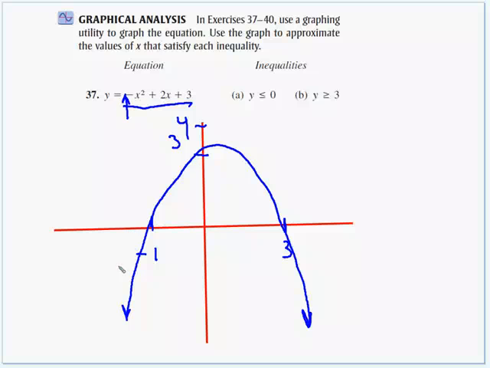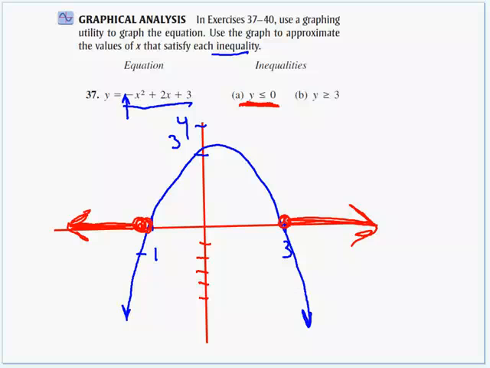So this is what you would get on your graphing calculator's window, and use the graph to approximate the values of x that satisfy the inequality. The first one's easy. This is what we've been doing in class. Where is y less than 0? Or where do we cross the x-axis and head into negative territory on the y-axis? Well, that would be right here at -1 and all numbers to the left. And that would also be here at +3 and all numbers to the right.